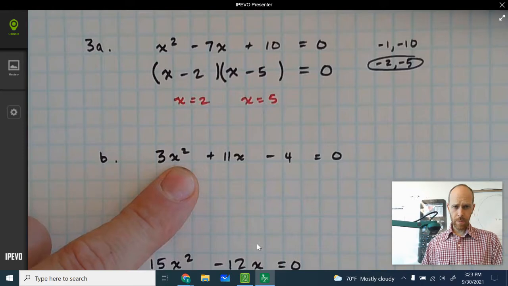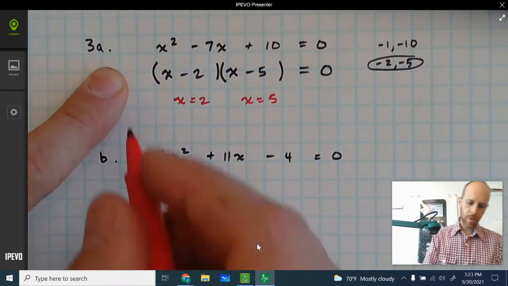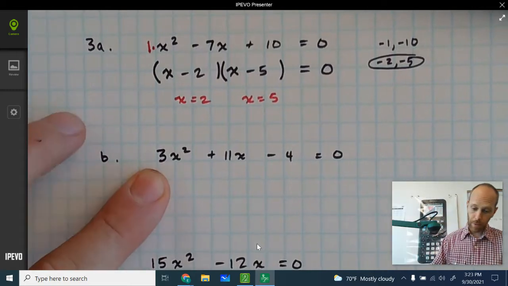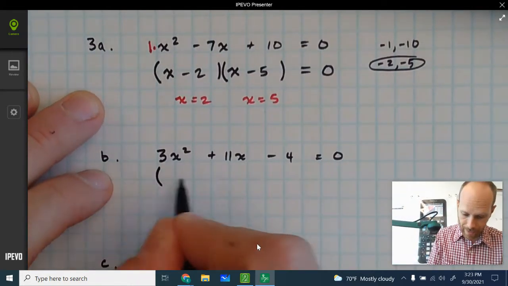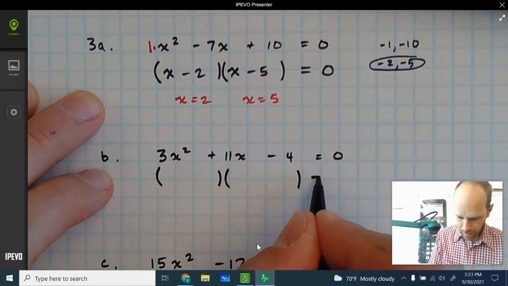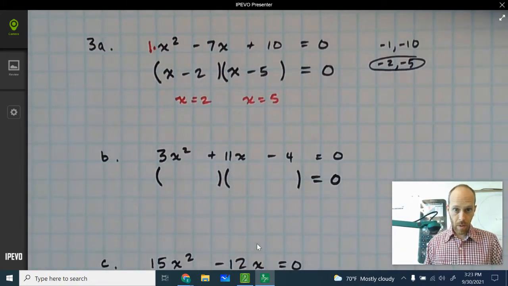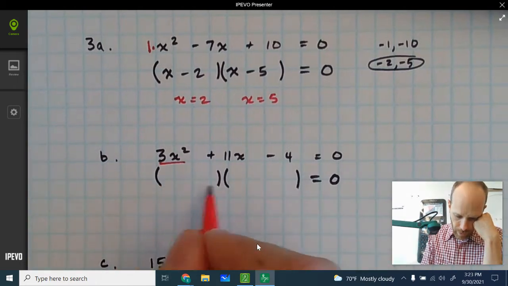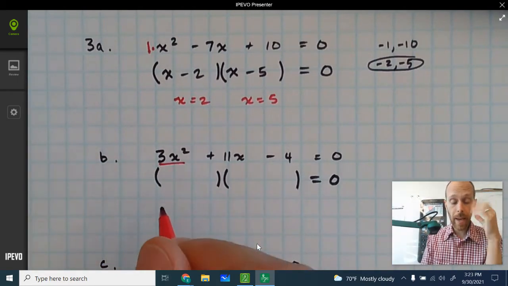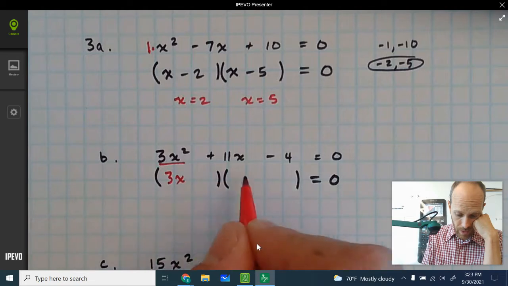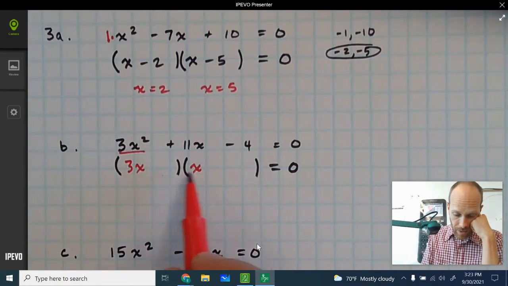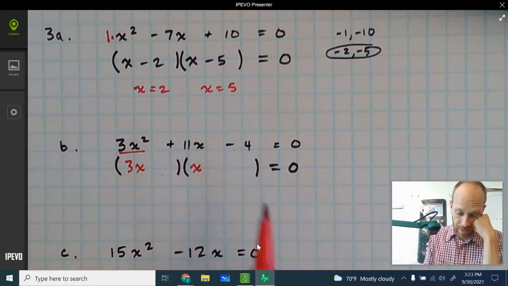Moving along to the next one. So A was a simpler example because the leading coefficient was 1. On B, our leading coefficient is not 1, and that does complicate things a little bit. So here's what we know. We know that the first two terms, here and here, have to multiply to give us a 3x squared. So 3x and x. We know that our last two terms have to multiply to give us a negative 4.